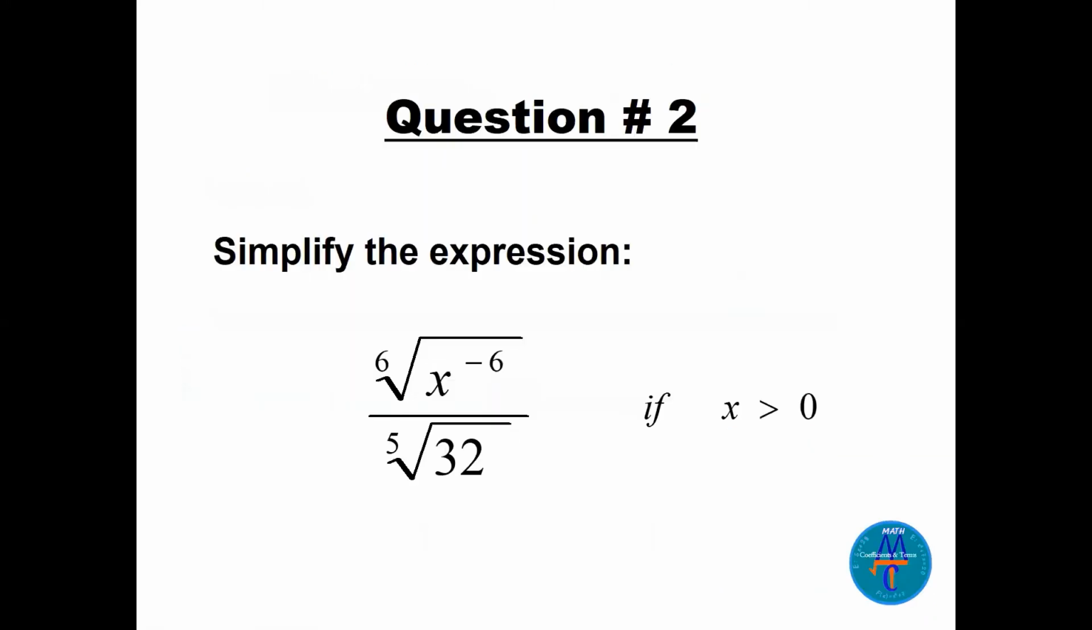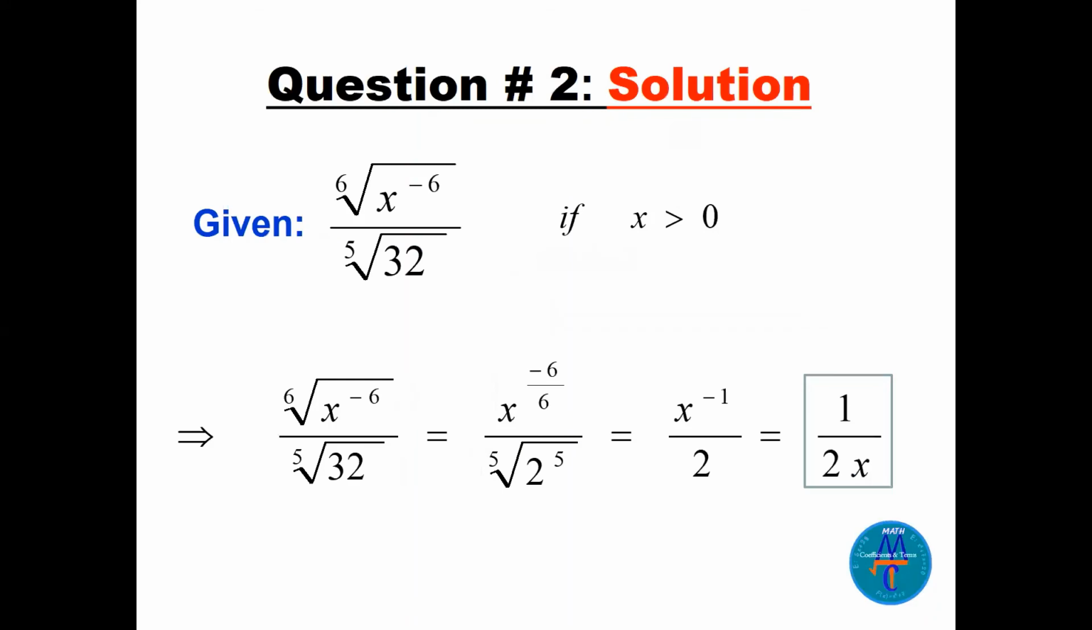Let's see question number 2. Simplify 6th root of x to the power minus 6 divided by 5th root of 32 if x is greater than 0. So we know x is a positive number. To make it easy, I gave you this condition. You can pause the video a little here, maybe a few seconds, and then check the answer. We can see together the answer will be 1 over 2x.